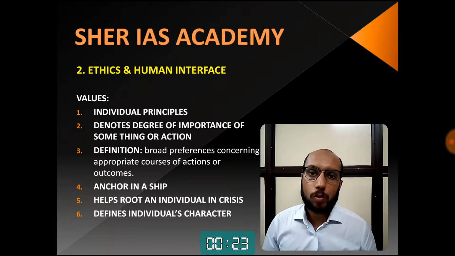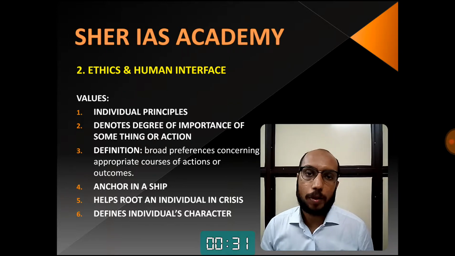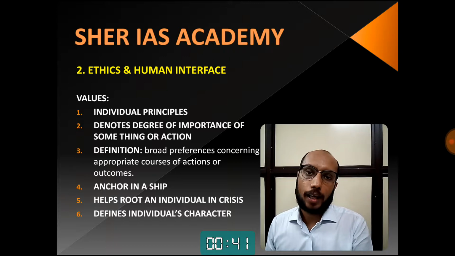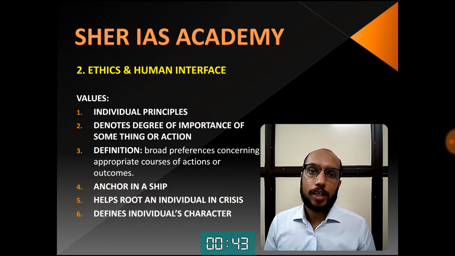So what is the meaning of this word values? It is a very individual kind of thing. Look at the keywords that I have put in front of you. You can see preferences, you can see importance, you can see anchor to a ship. Now let us say that there is an individual ship, and every individual ship has an anchor. So every individual human being needs to have certain anchors.